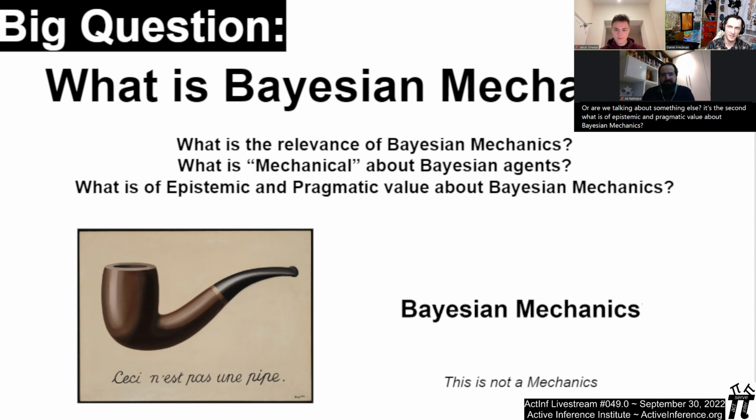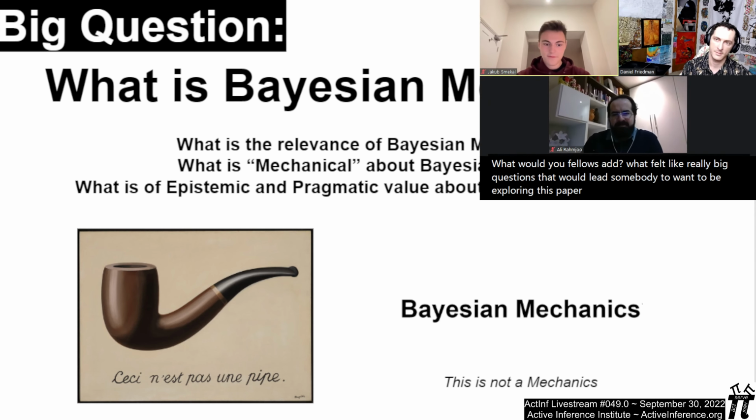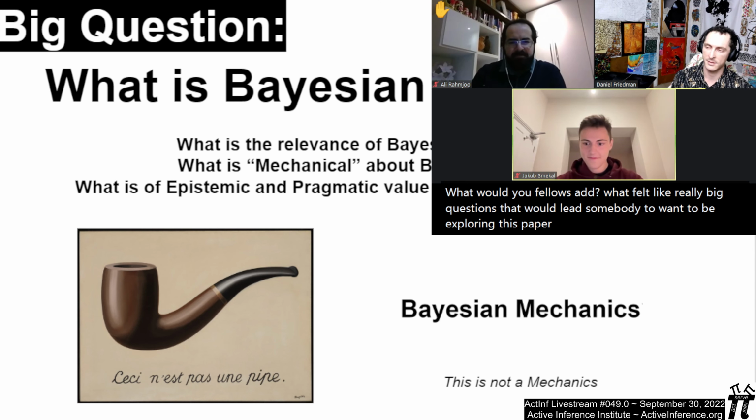If we're going to be using active inference and the free energy principle as the gripper and the gripped, then how can we understand what is valuable and relevant and salient in terms of active inference ways of thinking about it? What would you fellows add? What felt like really big questions that would lead somebody to want to be exploring this paper? Yeah, Ali.